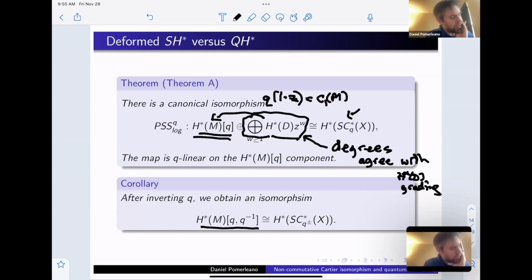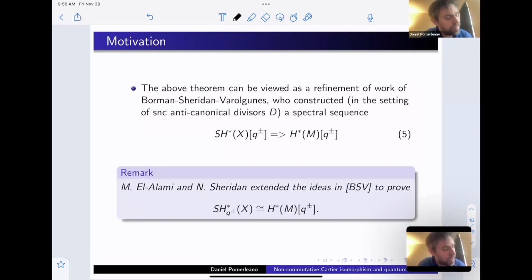So right, this has exactly the property that I was saying before, that if we go back to this Gauss-Manin D-module, it's quite complicated over all of Q, but once you invert Q, you get sort of a nice finite dimensional vector bundle. And maybe some motivation for this story, or a different perspective, is work of Borman, Sheridan, and Varolgunes, who constructed a spectral sequence from symplectic cohomology with Q adjoined to the cohomology with Q plus minus, the vector space of quantum cohomology.